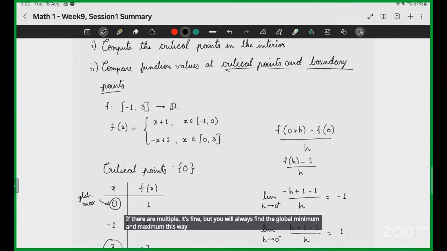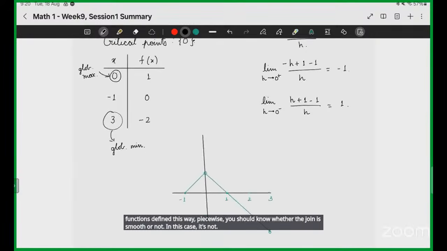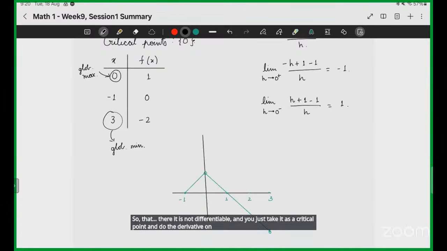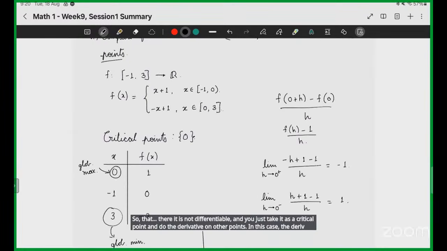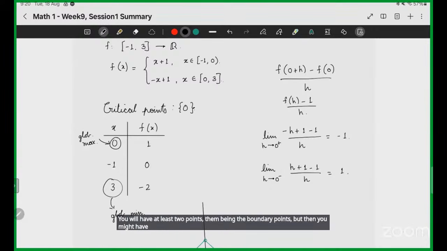And for functions defined piecewise, you should know whether the join is smooth or not. In this case, it's not. So there it is not differentiable, and you just take it as a critical point and do the derivative at other points. In this case, the derivatives also turned out to be constants at points other than x equal to 0. But you might find critical points there also. So you'll probably have this list be larger. You will have at least 2 points, the boundary points, but then you might have critical points also in between.